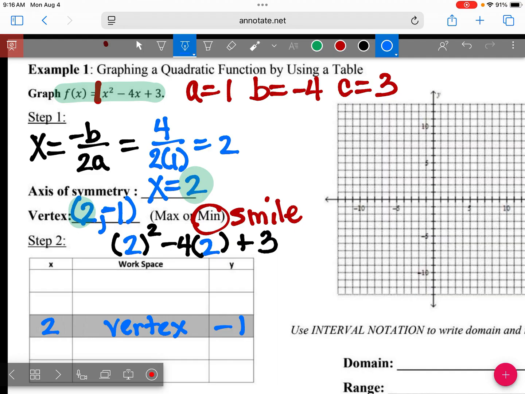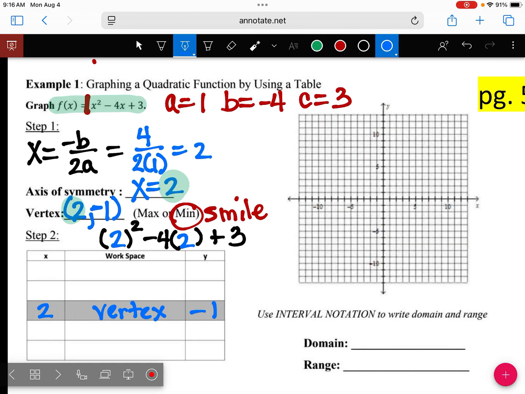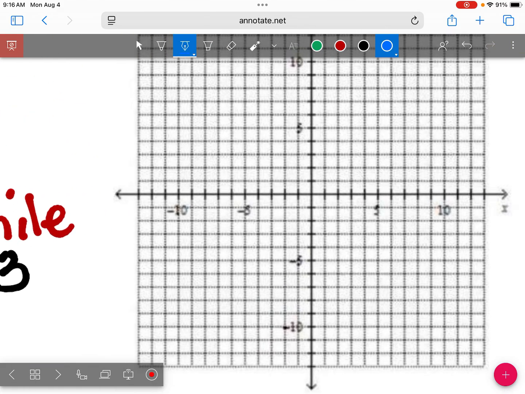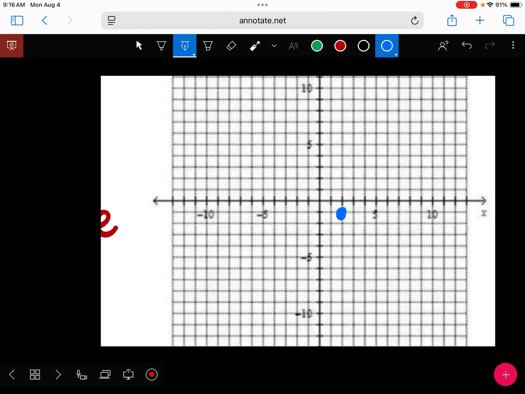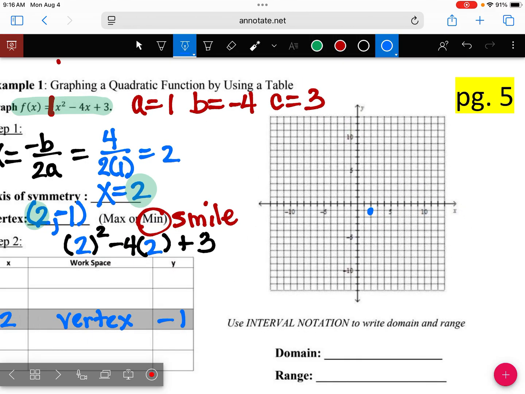Now, it doesn't ask you for this in the notes. I need to fix it for the notes. So I'm actually going to put that point on my graph. Let's go ahead and put a point at 2, -1. So 2, -1 would be right here. Let's go ahead and plot that. I need to adjust the notes for next year.